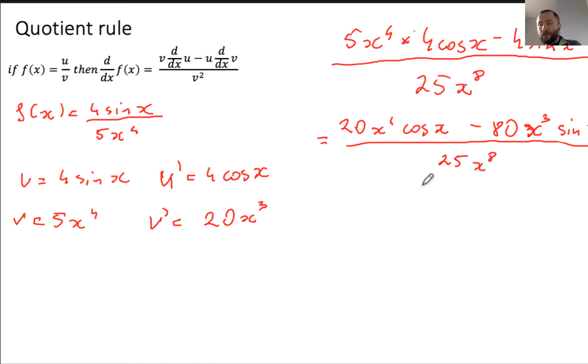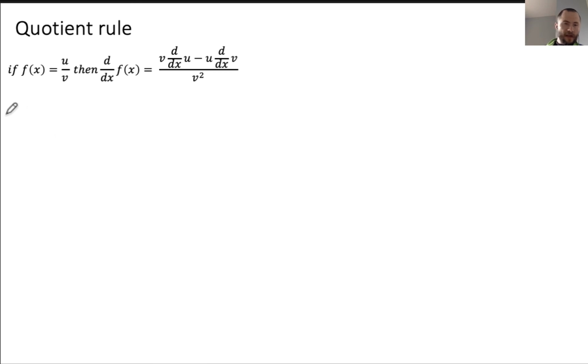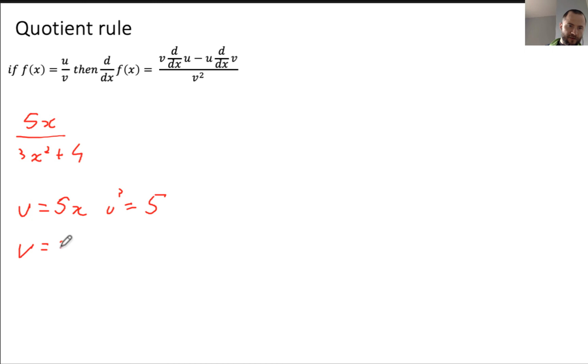And in a similar fashion, you deal with other examples of quotient rule. Maybe we'll do one more. So let's erase that. Let's say we have 5x divided by 3x squared plus 4. So obviously my u is equal to 5x, u prime is equal to 5, v is equal to 3x squared plus 4, v prime, the derivative of v, equals 6x.